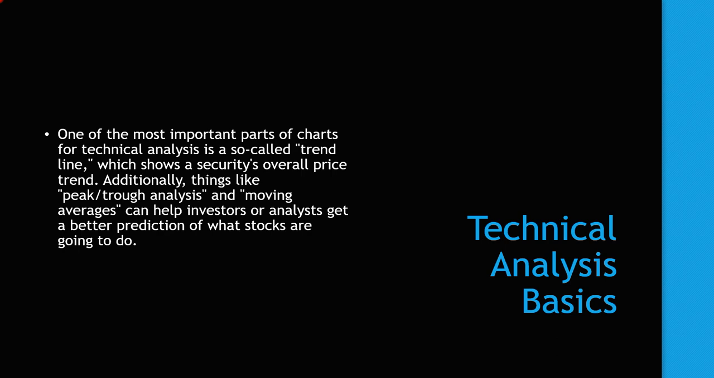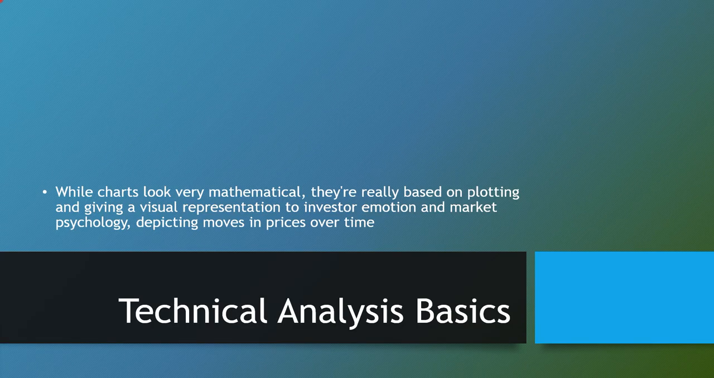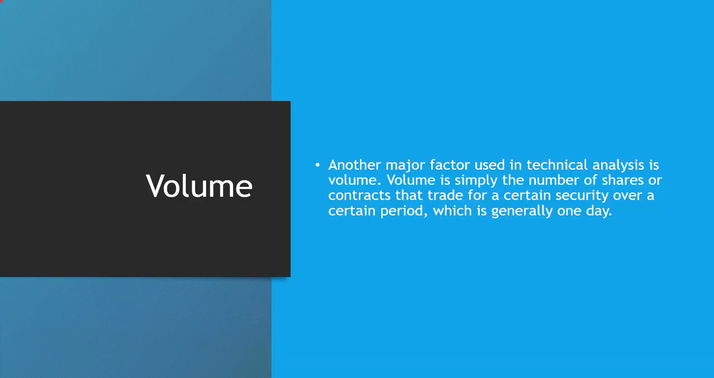Because we have to remember, price doesn't move in one direction. It may be moving upward, but it moves in peaks and troughs. Push and ease, push and ease, push and ease. But you have to be able to see that the price is steadily moving upward. While charts look very mathematical, they're really based on plotting and giving a visual representation to investors' emotion and market psychology, depicting moves in price over time.